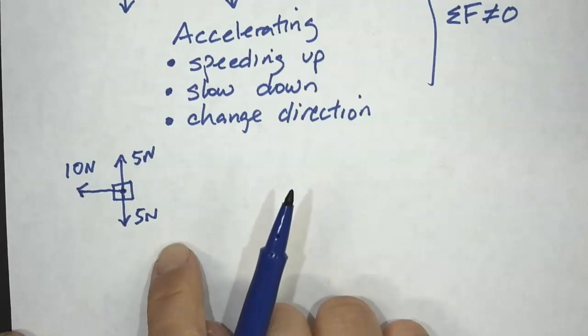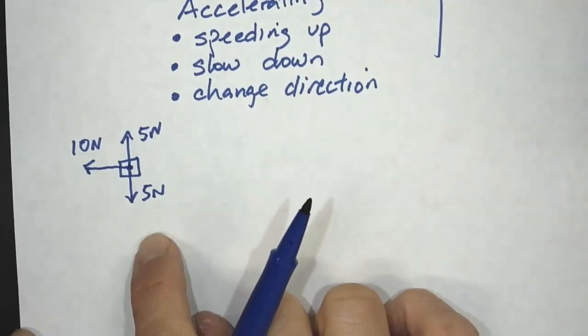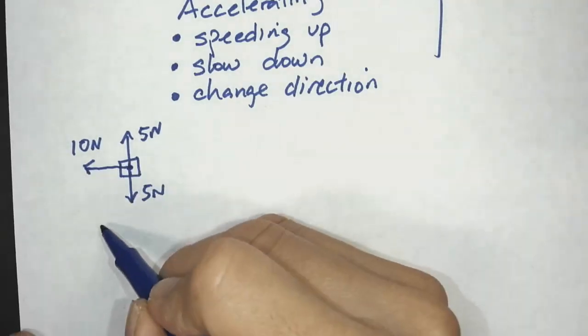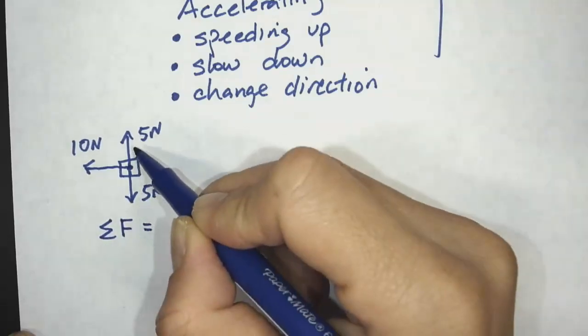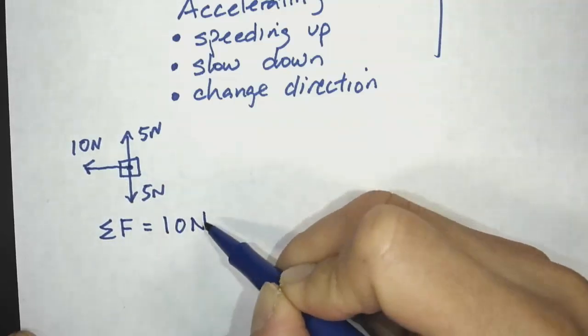So this object right here does have a net force, does have unbalanced forces because nothing is balancing the 10 newtons. So we can say that the net force is equal to, these two balance, but I have this 10 newtons, so the net force is 10 newtons.